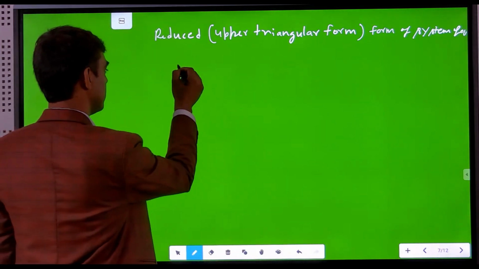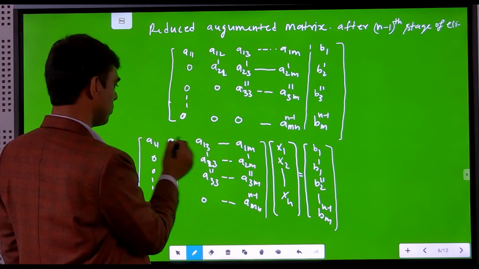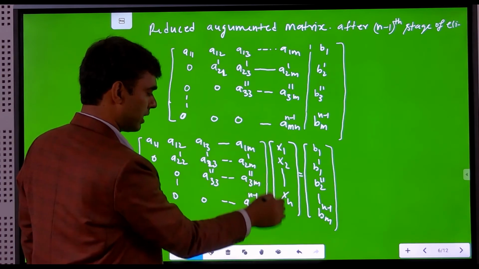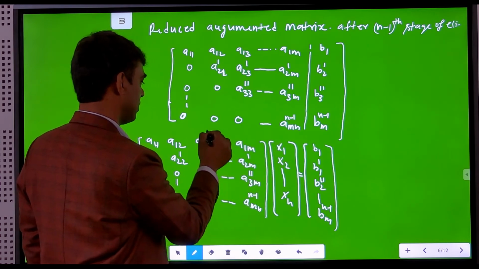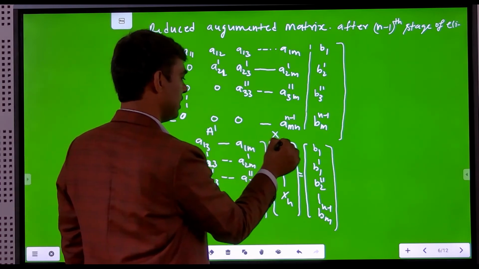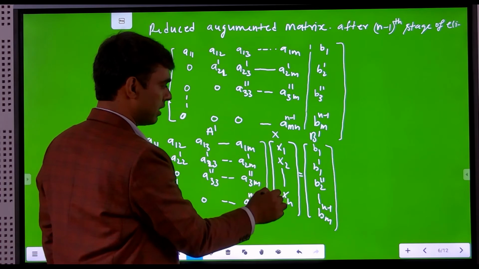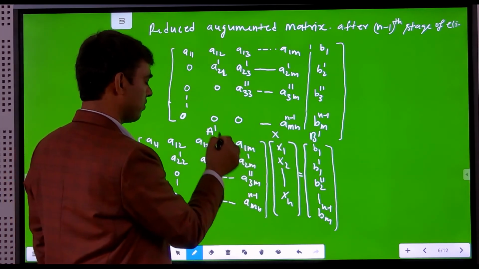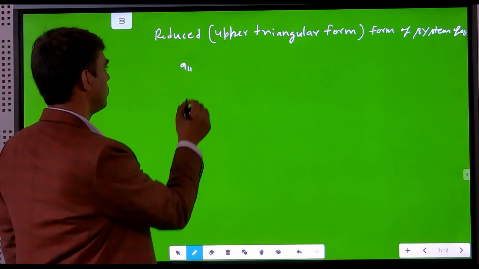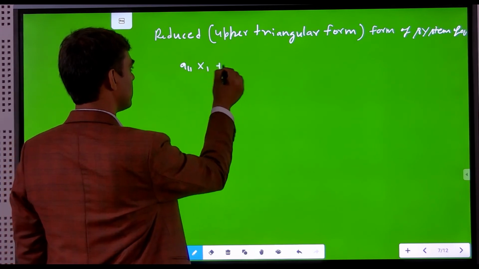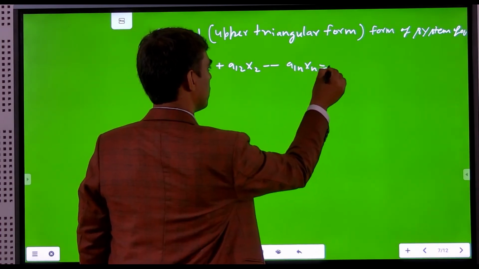Now what is the reduced form? Here this becomes A11, just multiplied row by column. We multiply the first row by x1, x2 up to xn. The second row, column of capital X, this is A dash, this is X, this is B dash. So the first row of A dash multiplied by X equals b1, the second row of A dash multiplied by X equals b2 dash. So a11 x1 plus a12 x2 up to a1n xn equals b1.